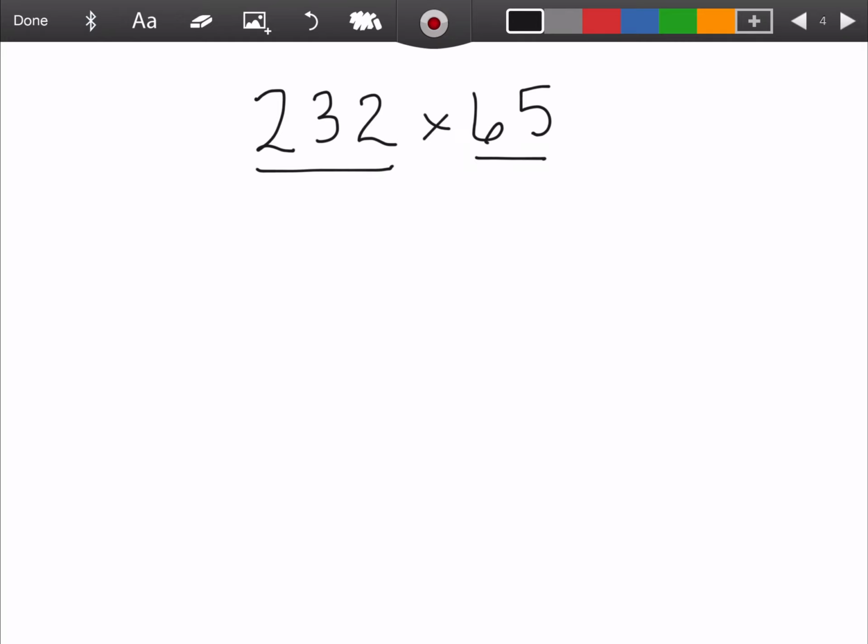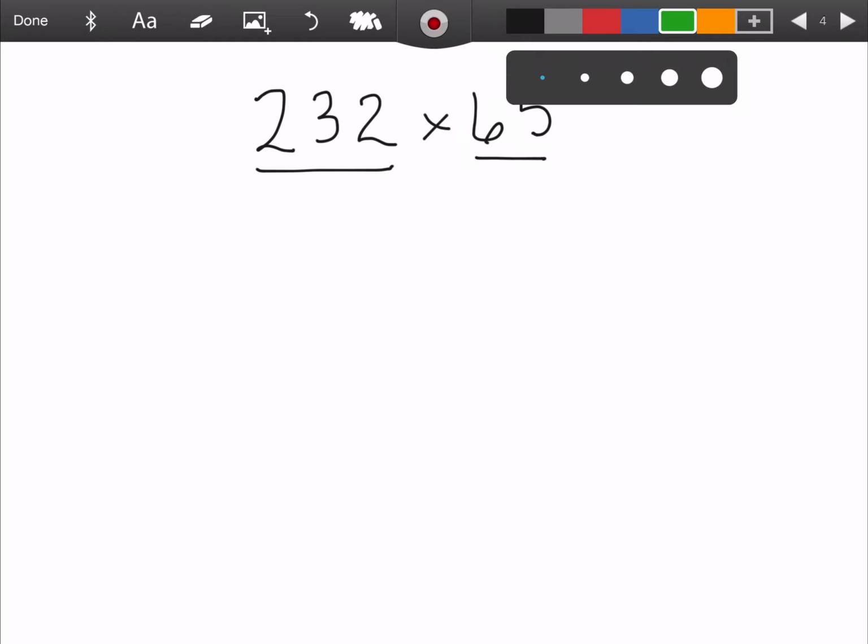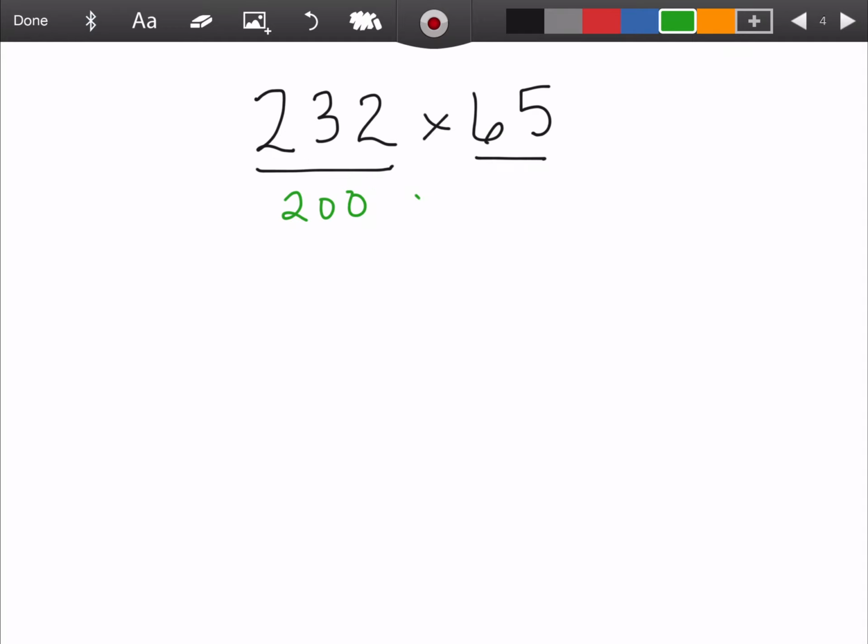Let's make it a little harder now, especially for those of you who are ready to move on. Let's do 232 times 65. This time I have a 3-digit by a 2-digit number. I am going to estimate really quick 200 times 70 because this number rounds down and the other one rounds up, and I get 14, and then I need to add my 3 zeros to the end. And so my answer should be about 14,000.